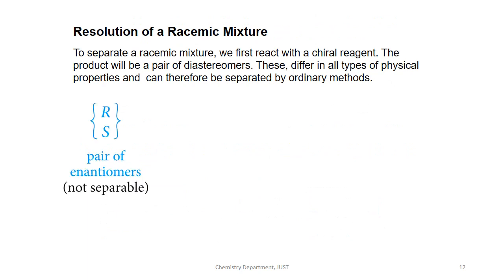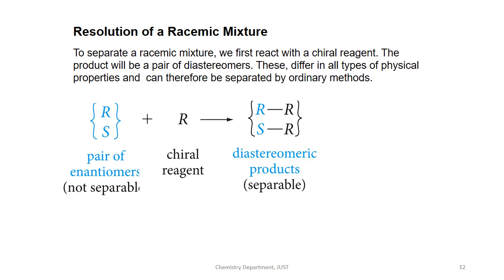Actually, we use this method to separate enantiomers from a racemic mixture. In the racemic mixture, we have both R and S. So if we react them with pure R or pure S, of course, now R interacts with R, so we get RR, and R interacts with the enantiomer S, and we get RS. Now we have a mixture of diastereomers instead of a mixture of enantiomers, and now we can separate them because they have different chemical and physical properties.